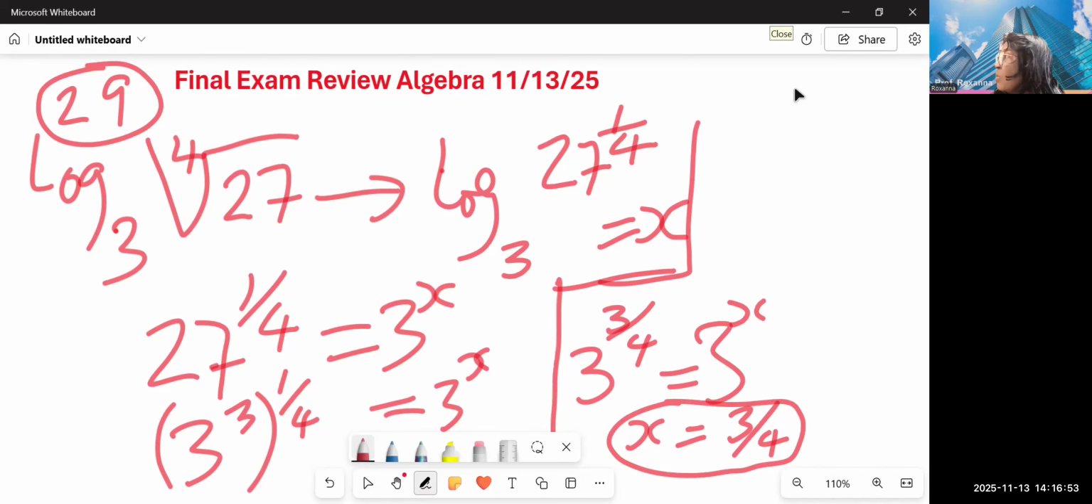That's all. Any question? Do you understand? Okay. If you don't, let me know. So remember that you can always take advantage of the inverse properties of exponential function to solve a logarithmic equation. So that's number 29. Let's go to the next number.